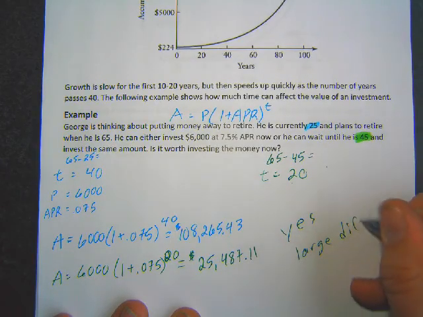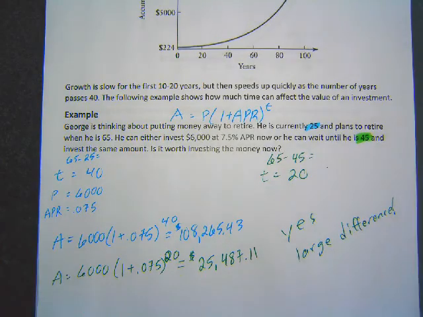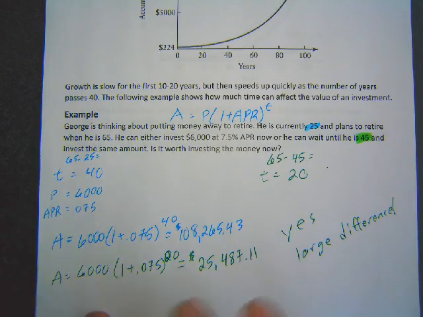So in real life, most people don't just put one sum of money away and say, that's my whole retirement. That's not really realistic. Most of the time we make payments over time, and we'll actually get to that later in this unit. But this is just a good example to show you the difference that time makes in these problems.